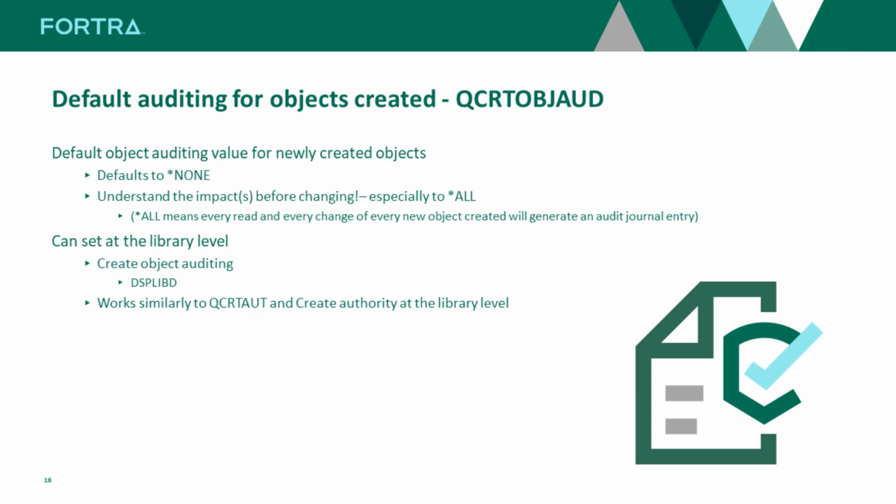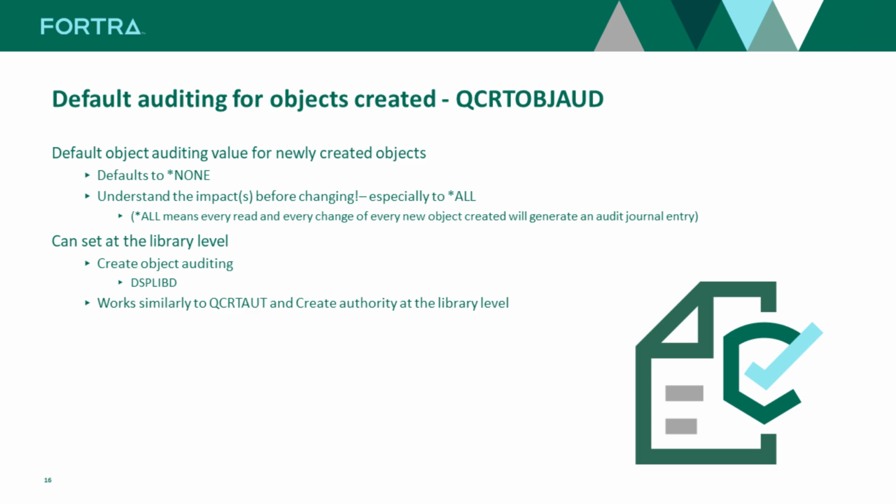So how does auditing get turned on those things in the first place? There is a system value that may or may not create havoc for you, and that is the QCRTOBJAUD value. So with this system value, if it's set to *CHANGE or *ALL, any object created on your system, regardless of the library, will have auditing turned on to that object.